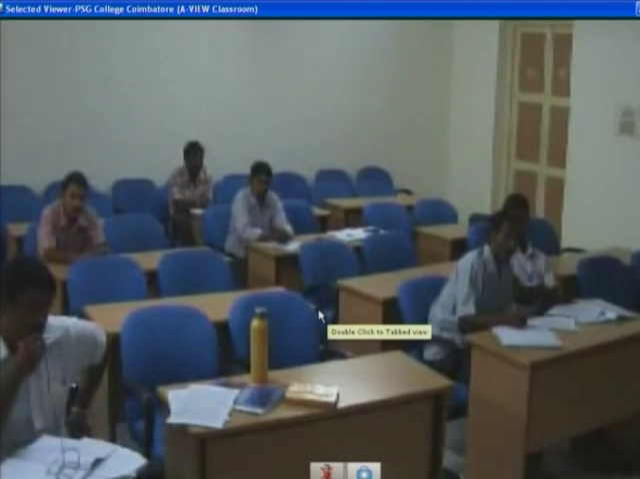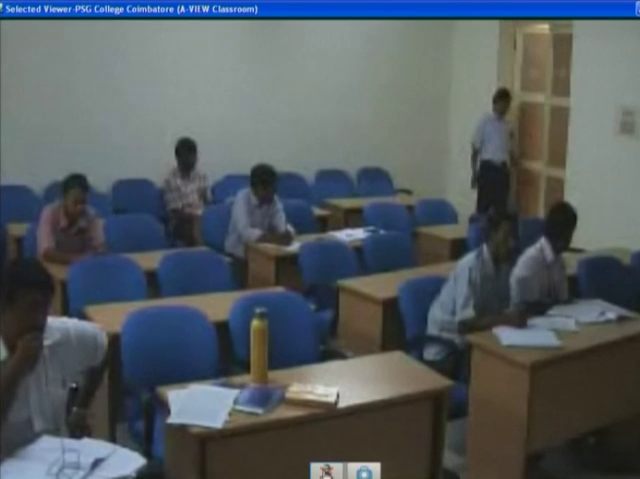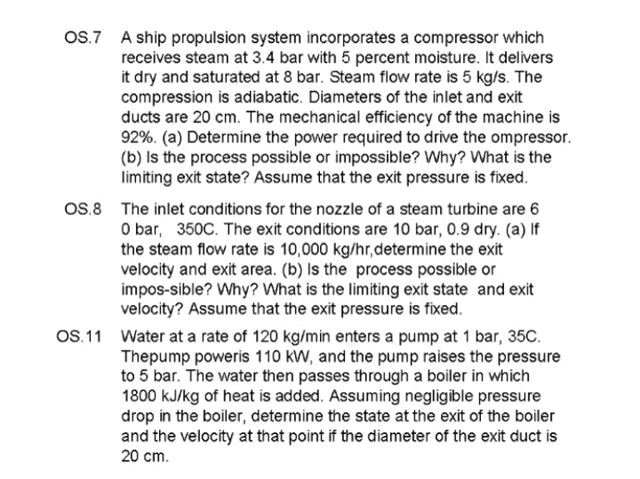Then what about that limiting exit state, sir? What state do we have to take? What is the limiting exit state? Okay, so for example, now let us say that your inlet to the compressor is 3.4 bar and 5% moisture. Please get the entropy at that state from the steam tables. So, assuming that the compressor is going to deliver at the same exit pressure of 8 bar, please calculate at what condition the entropy would be the same. That would be the limiting case as far as the compressor is concerned.